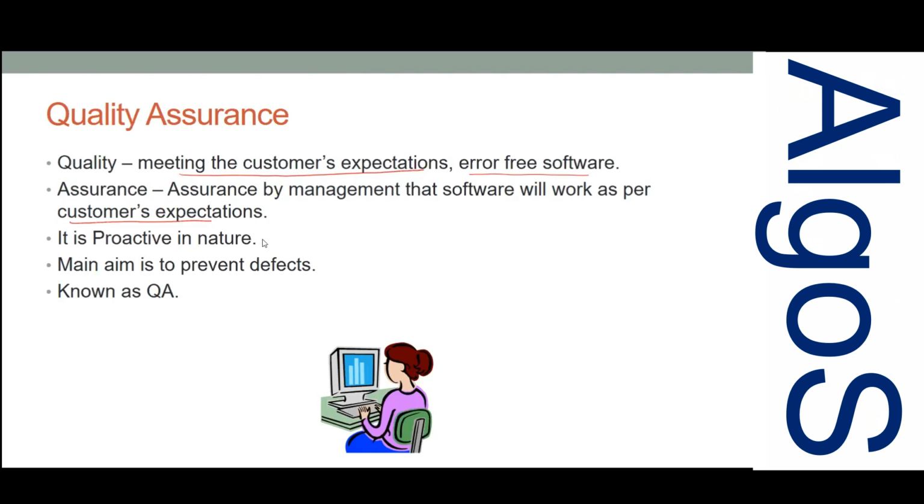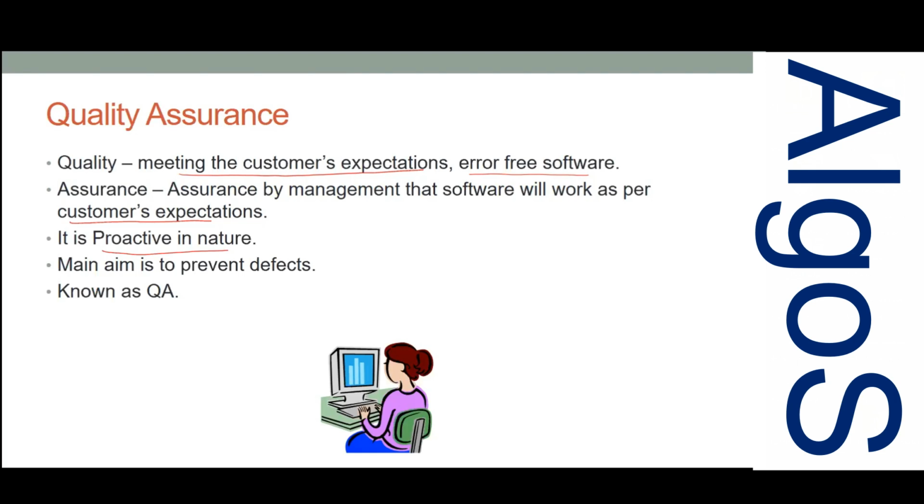Quality assurance is proactive in nature. Proactive in nature means something you do before something happens. So you take care of your health, you exercise regularly, you are proactive in nature. Before you get some disease, you do exercise. But if you start doing exercise after you get some disease, then you're reactive in nature. So you prevent a disease from occurring, from affecting your body. Before that disease occurs in your body, you start taking care of your health, you're proactive in nature.